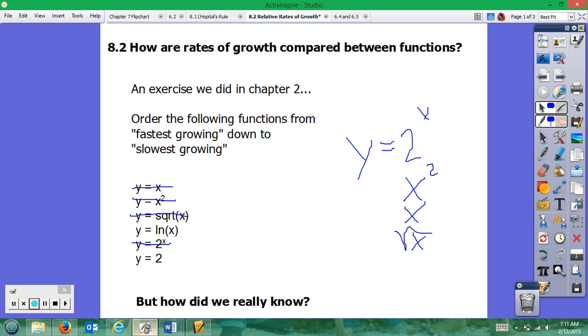And then the slowest of the functions with variables in them would be the natural log of x, which is really the inverse of an exponential, specifically e to the x. And then down at the bottom, y equals 2. If you think about that, that's really not even growing. All those other ones, as x gets bigger, the y value gets bigger, but y equals 2 stays the same, so it's not really growing. So we worked off intuition, but the question might be, how do we really know? So here's what we do. We define it this way.